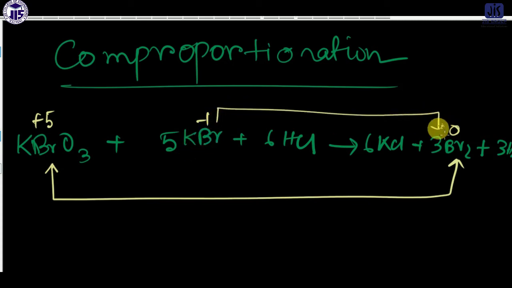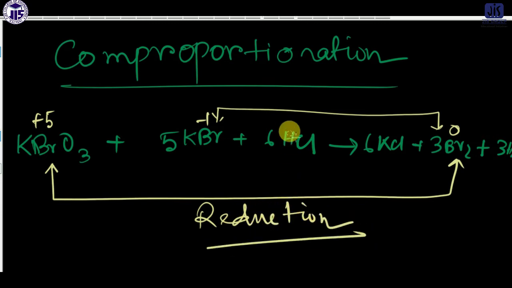I think you understand here properly that when we consider plus 5 to 0, it will be the example of a reduction reaction, and the other is the example of the oxidation reaction. So this is the example of the comproportionation reaction.